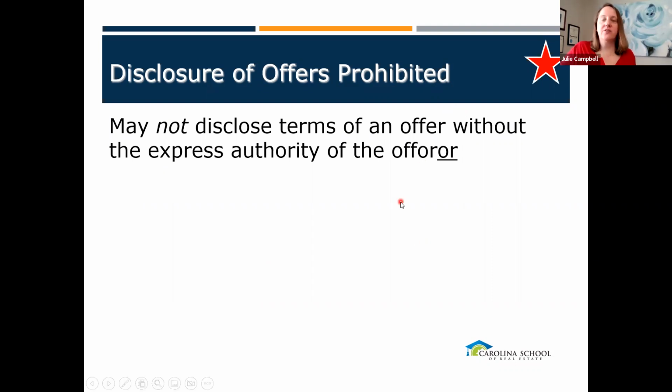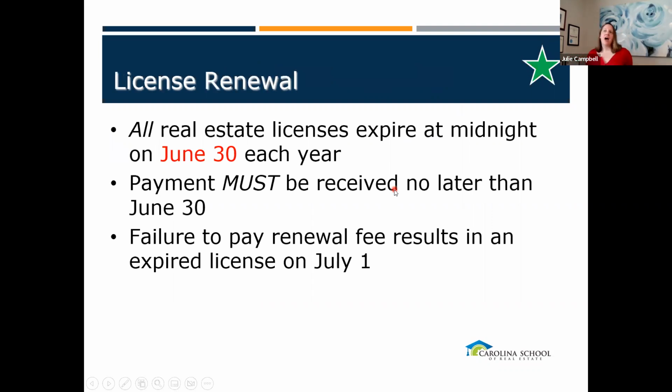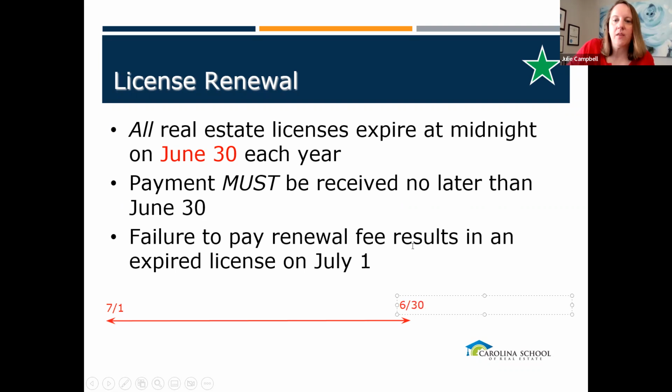Also under license law and commission rule is how we renew our license. We have to renew our license every year by the end of June 30th. Let's consider this. The real estate commission does not operate on a calendar year. The real estate commission operates on a fiscal year, which means the real estate commission's year is July 1st to June 30th. And when we renew our license each year, we're renewing them for that period of July 1st to June 30th.